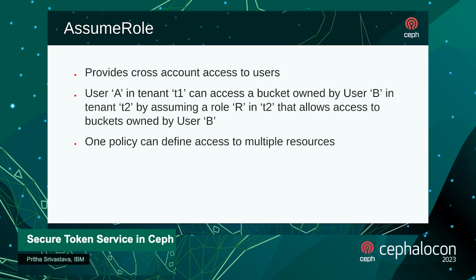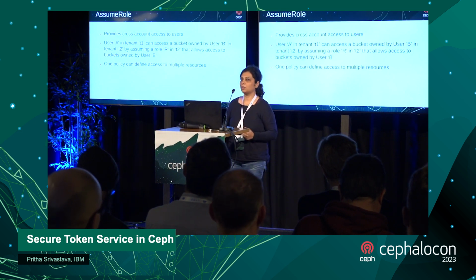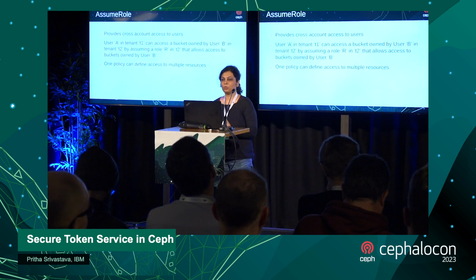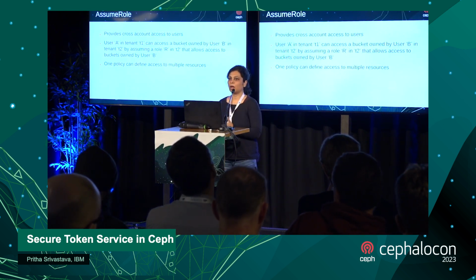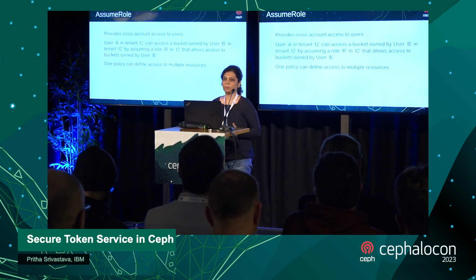So let's say there's a user A in tenant T1 and there's a user B in tenant T2, and user B owns certain buckets that user A wants to access. That can be done by creating a role R in tenant T2, which allows user A to assume that role and also allows access to user B's bucket. So user A can now assume that role R using its permanent credentials, and it can get back temporary credentials, and using those credentials it can start accessing the buckets owned by user B.